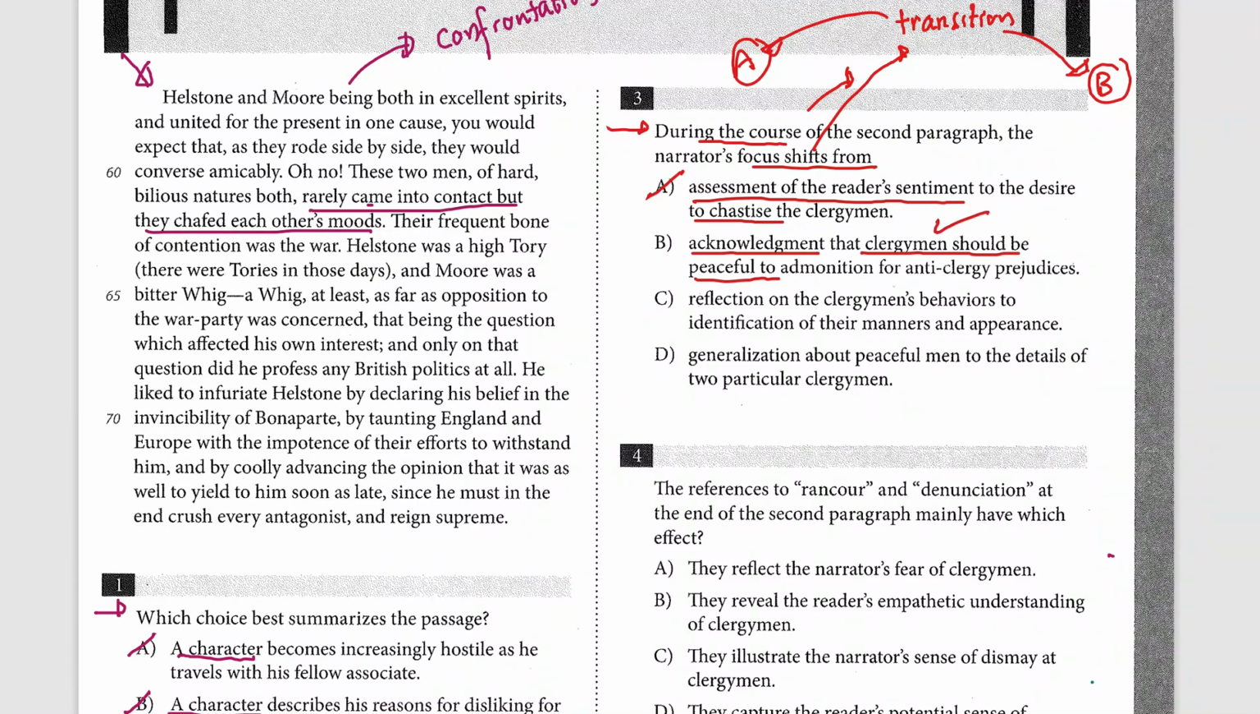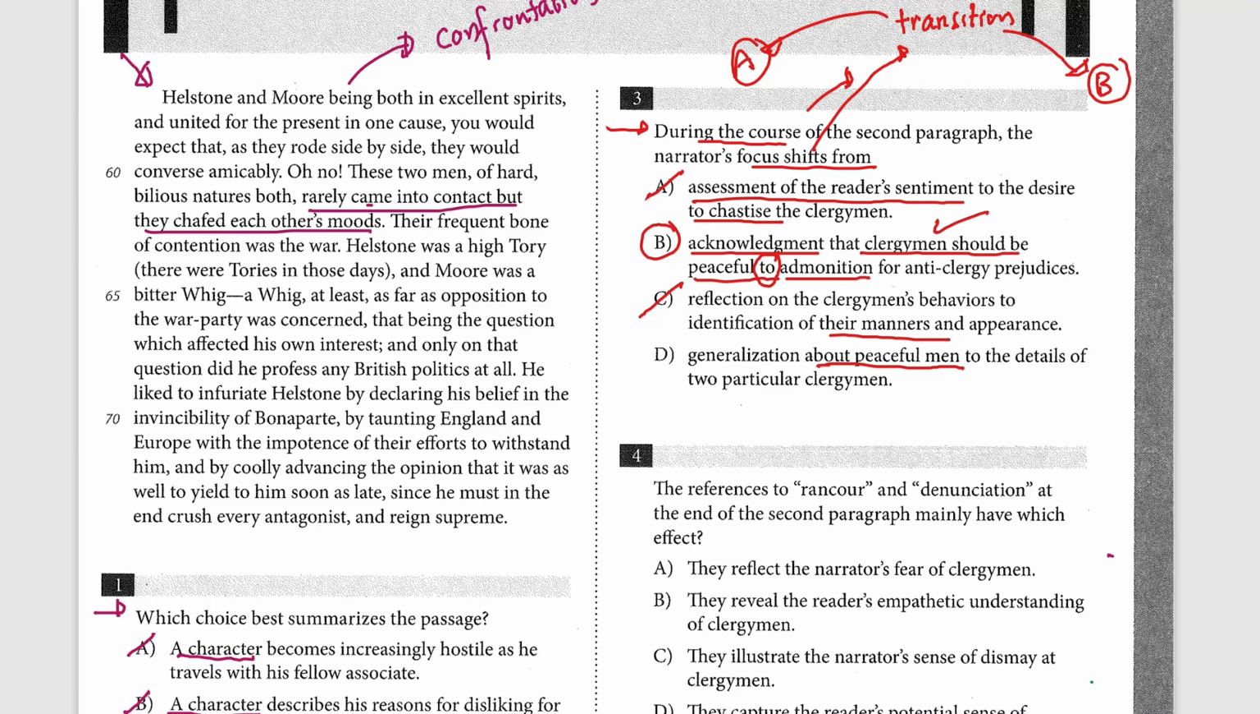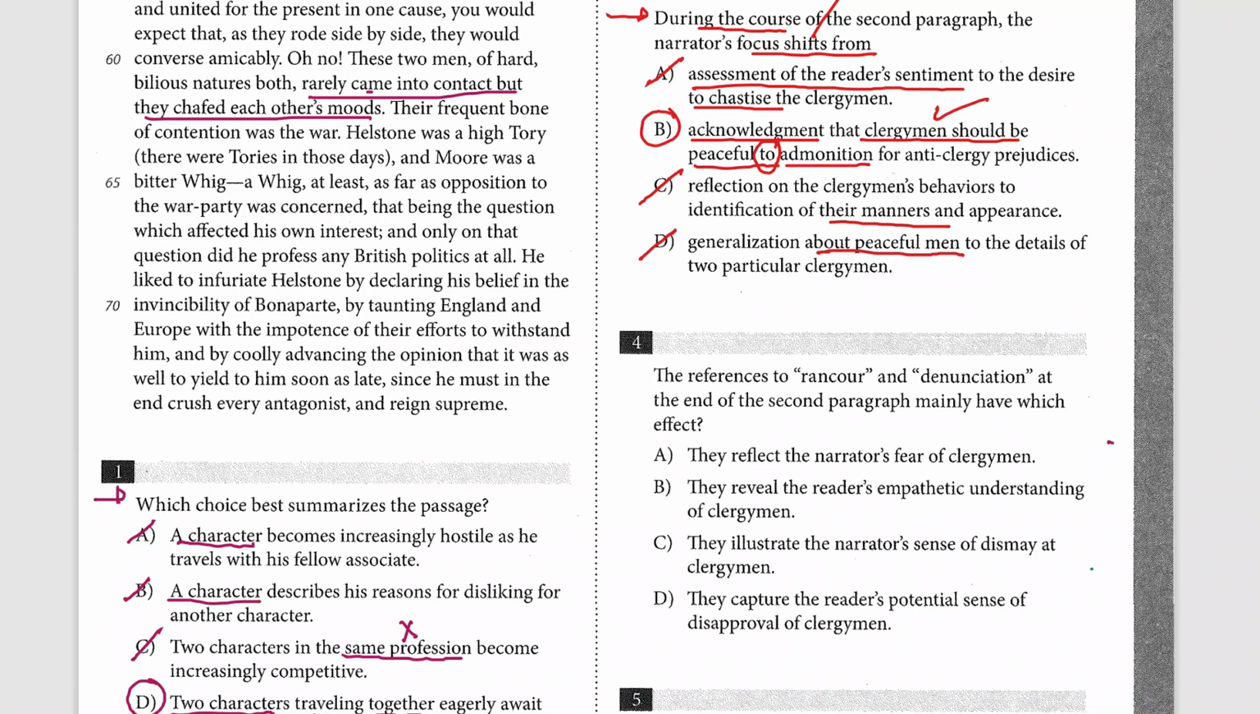Two, the other part of the shift: admonition for anti-clergy prejudices. Write down the word admonition; it means criticism of anti-clergy prejudices, the things the clergyman should not do. Okay, we have to go for this one. Reflection of the clergyman's behaviors to identification of their manners: no, not at all. Generalization about peaceful men: he did not make a general idea about peaceful men in general; it was not present in the first part of the paragraph. Then we come to question number 4.